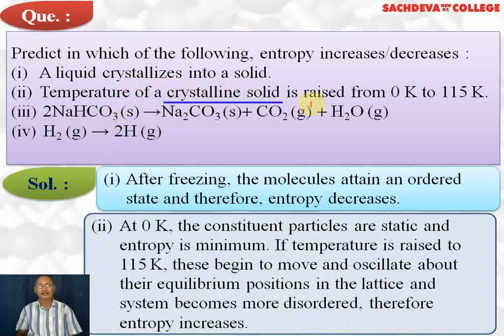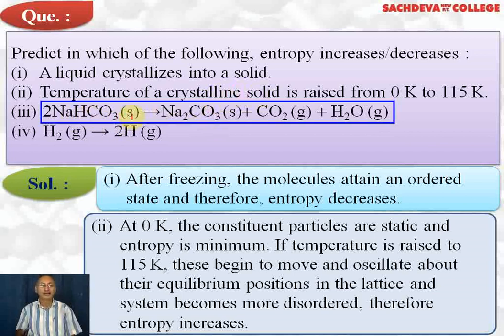Second, temperature of the crystalline solid is raised from 0 Kelvin to 115 Kelvin. Now, when temperature is increased, entropy will increase. Why will entropy increase? Because disorder or randomness will increase, and the positions of particles in solids will change. There may be some movement of particles, therefore entropy is increasing in the second case. In the third case, we have 2 sodium bicarbonate solid gives you sodium carbonate solid plus CO2 gas plus water gas. Here one solid is changing to one solid and 2 moles of gases, therefore entropy is increasing.